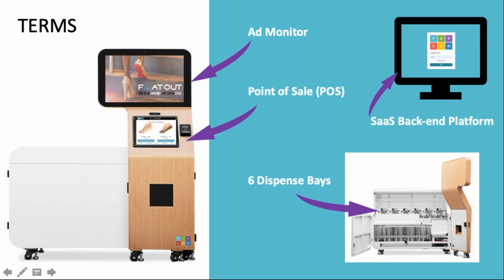So there are 6 different slots for 6 different product options. If you don't have 6, say for instance you had 2 products, you could sell three of the same products in the bays, but there's 6 different options.